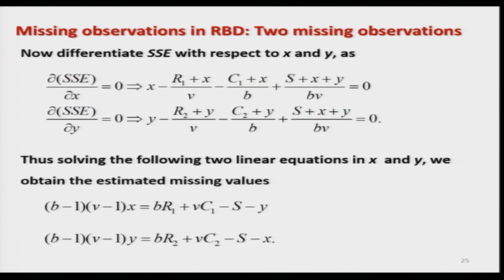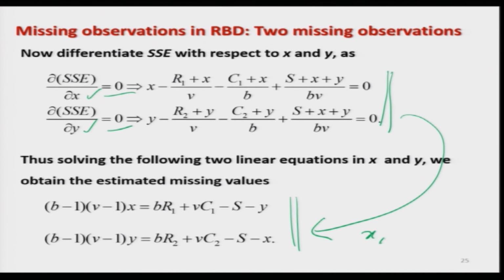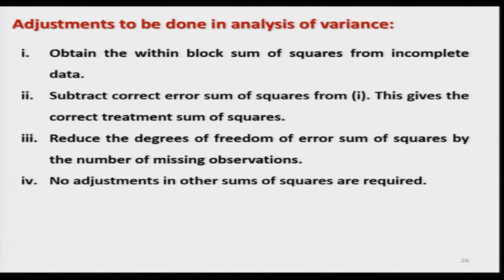Now, we differentiate this SSE partially with respect to x and y. We get these two equations like this. You can simply differentiate it and obtain it, and then you simply solve it. Here we have two equations, you can simply solve them, you can obtain the value of x and the value of y, and then you can substitute them back and conduct the entire analysis, right. So, this is how we are going to conduct the analysis after getting the values of x and y.